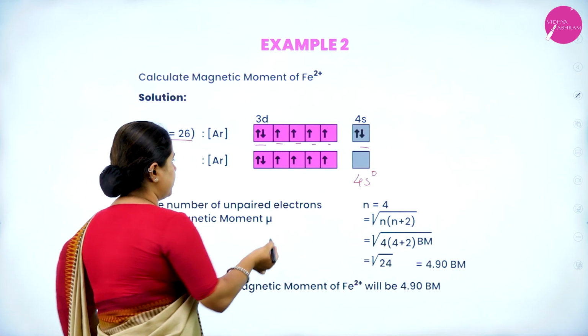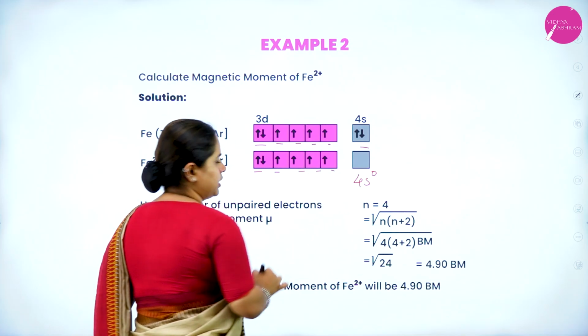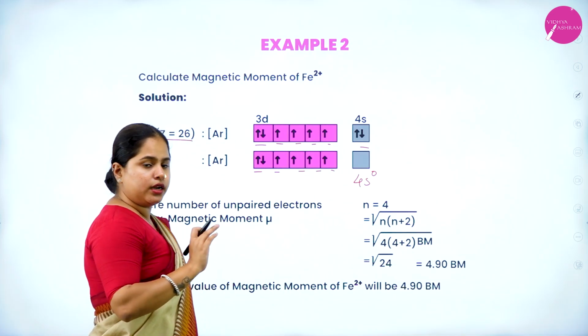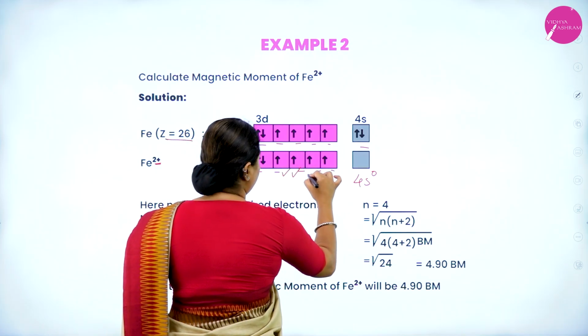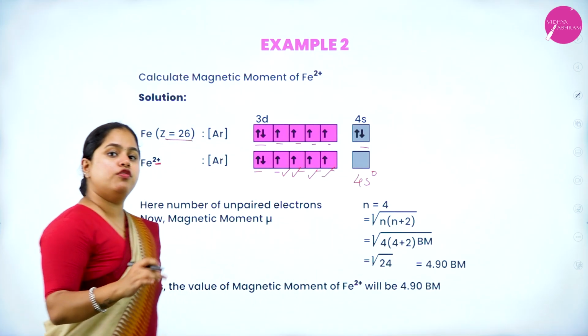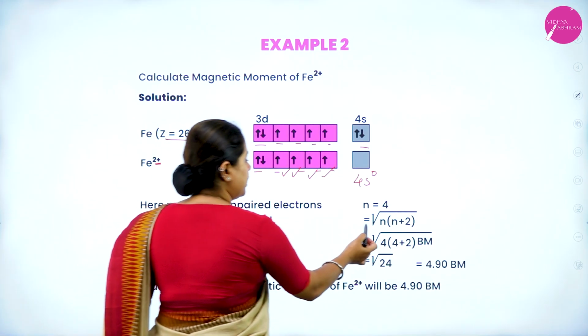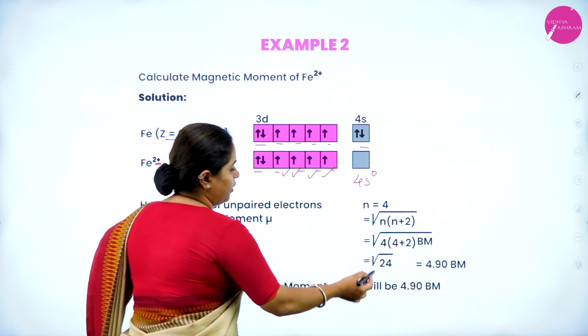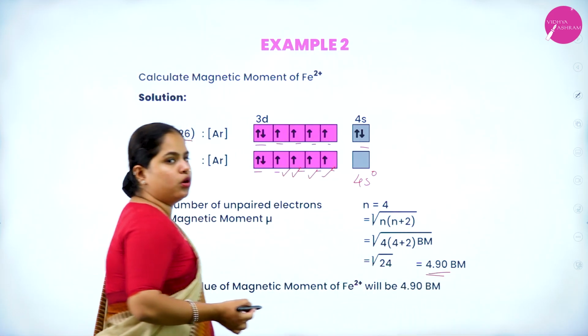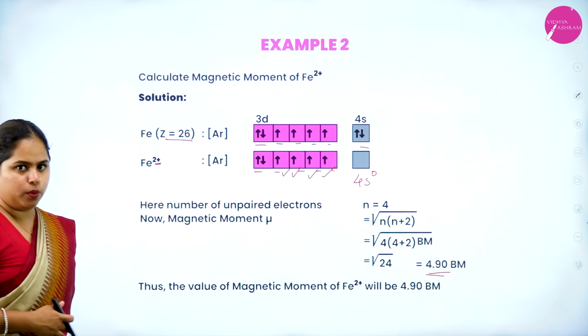Now, how many electrons are there? 1, 2, 3, 4, 5, 6, right? Out of this, how many unpaired electrons are there? You have 1, 2, 3 and 4. So, what is the value of n? It will be 4. So, you can see here root of 4 into 4 plus 2 and finally it will be 4.90 Bohr magneton. So, I hope it is clear.